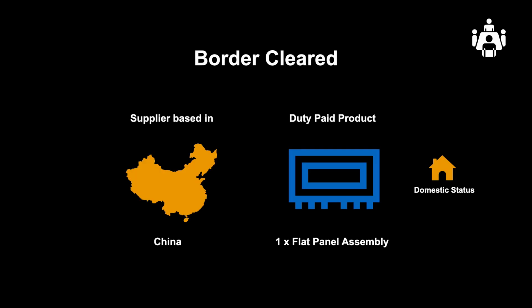We will now look at a specific scenario. We will import one flat panel assembly from China. We will create an import declaration before goods receipt at the border. This means that duties and taxes are determined and payable upon border crossing. Therefore, the goods are considered duty paid and will enter the FTZ with the status domestic.